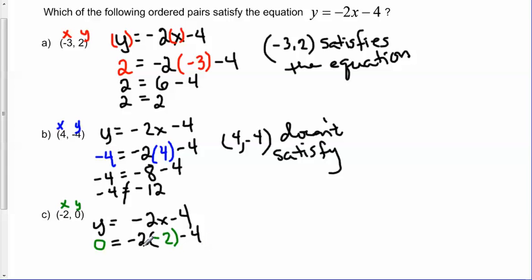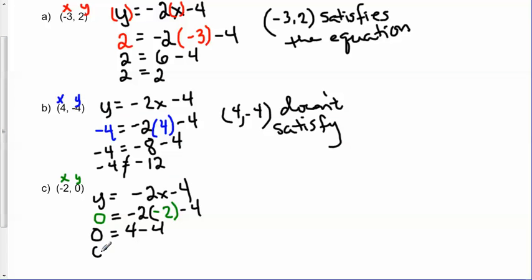And so let's see how this right side simplifies out. 0, we're wondering, is that equal to negative 2 times a negative 2? Well, a negative times a negative is a positive. 2 times 2 is 4. 4 minus 4. And we know that 4 minus 4 equals 0. 0 equals 0. So negative 2, 0 does satisfy the equation. It does make the equation true.